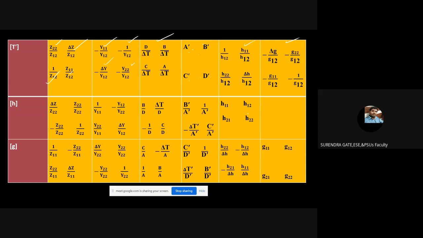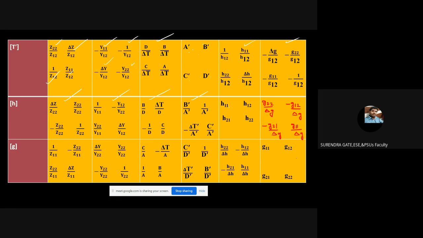Next, H parameters with respect to all other parameters. H parameters in terms of Z, in terms of Y, in terms of ABCD, in terms of T dash parameters. Then H parameters in terms of the G parameters, which is missing here, so I am writing it. Please concentrate. Yes, that is G22 by delta G, minus G12 by delta G, minus G21 by delta G, G11 by delta G.